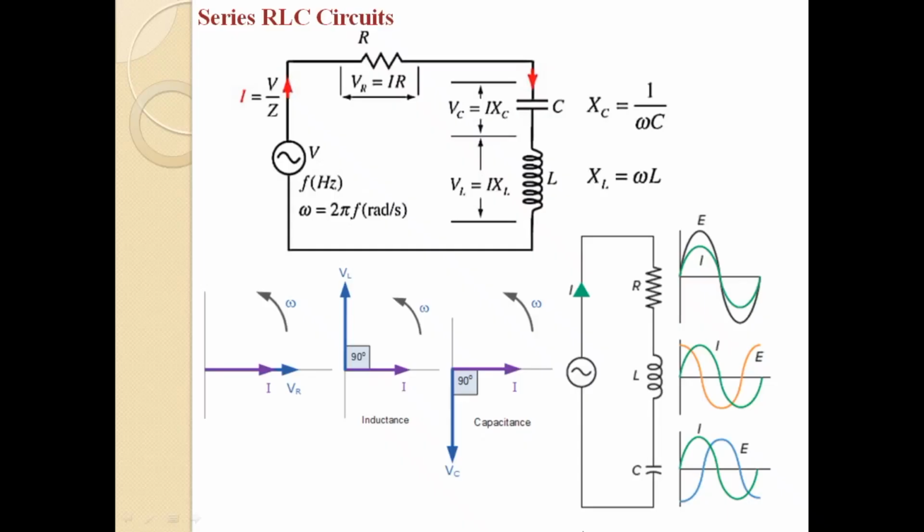In this session, let us examine the behavior of a series RLC circuit connected across an alternating voltage source. In this figure, you can see that a resistance R, a capacitor C, and an inductor L are connected in series to an alternating voltage source of frequency F.